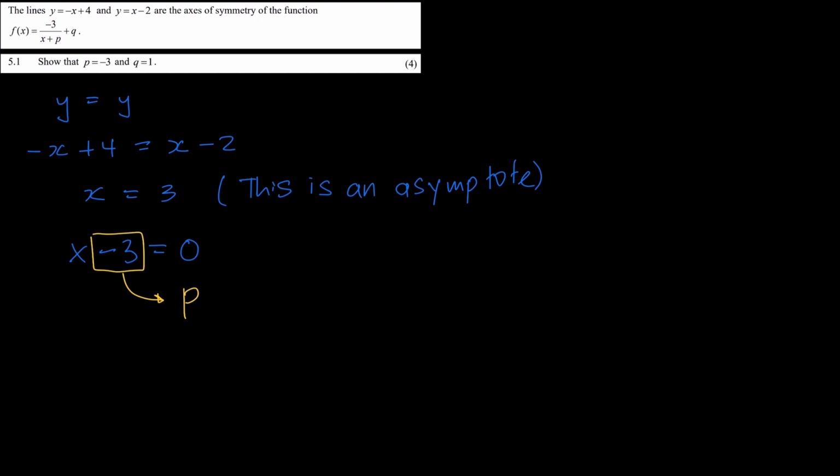Now to get the q value, we need to solve for the y asymptote. To solve for the y asymptote, we substitute the x value that we got. So y equals x minus 2. You could choose any equation. Since we know the x value, we'll say that y equals 3 minus 2, which is 1. And that's my y asymptote. That's my q value.